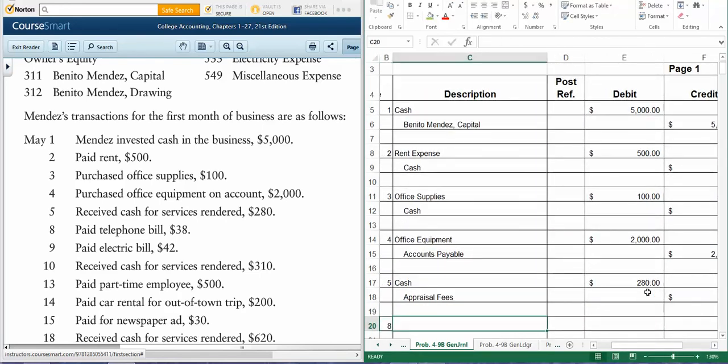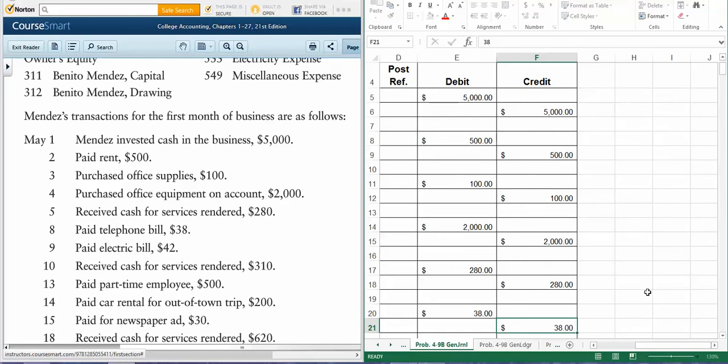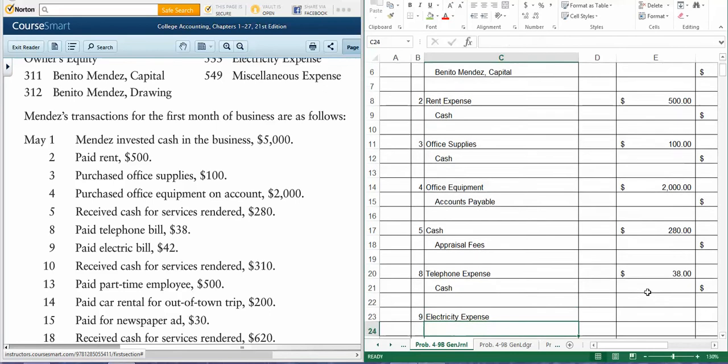We paid our telephone bill, so that would be a telephone expense. And just like when you pay your cell phone bill or your telephone bill or your cable bill, it's coming out of your cash. So $38. On the 9th, we paid our electric bill. So in this problem, it is electricity expense. In your homework, I believe it is utilities expense, so it's the exact same thing. Again, we're going to decrease our cash account.